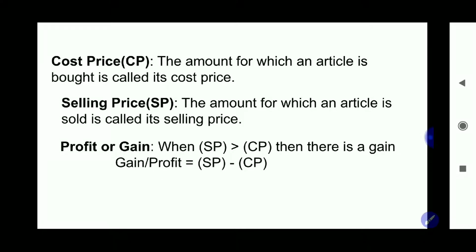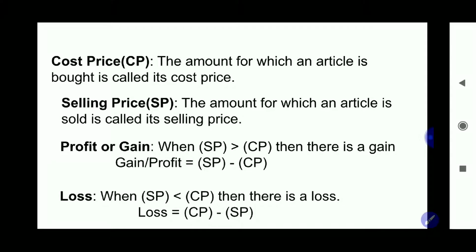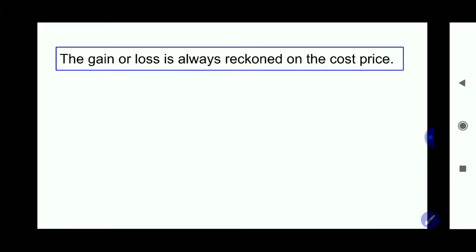Profit or gain. When selling price is greater than cost price, then there is a gain. Gain or profit equals selling price minus cost price. Loss. When selling price is less than cost price, then there is a loss. Loss equals cost price minus selling price. Dear students, the gain or loss is always reckoned on the cost price.